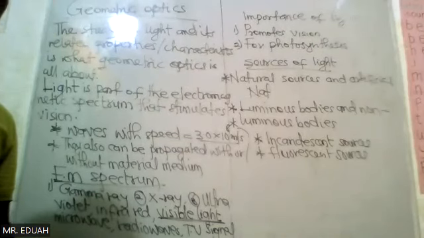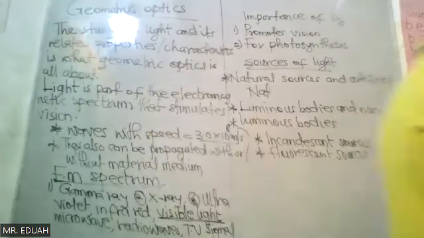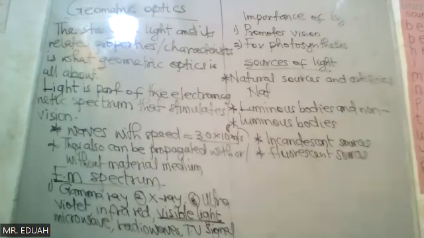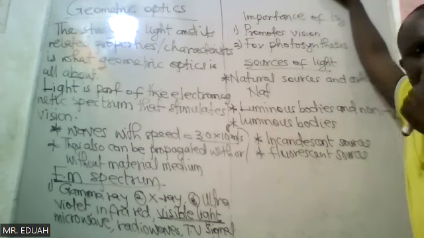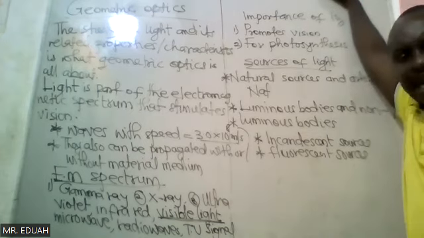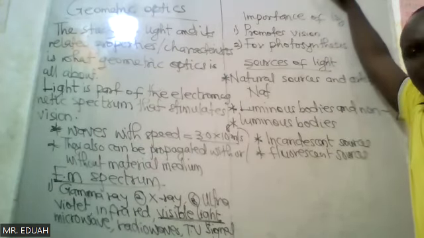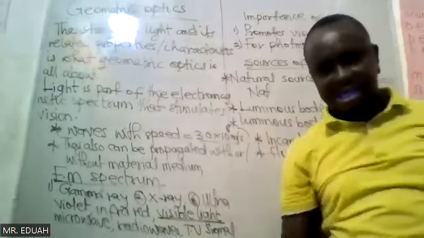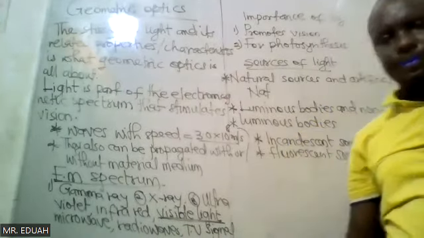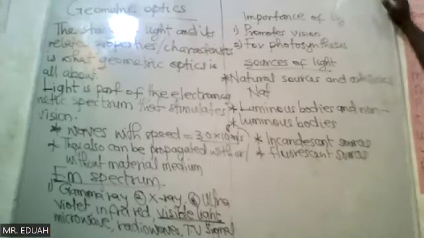So the incandescent sources include charcoal. When you set fire to charcoal, its temperature has to be raised to a certain amount. The more the temperature is raised, the more its luminance, its brightness. So burning firewood, charcoal and all that are sources that produce light when heated. Please, is that all?